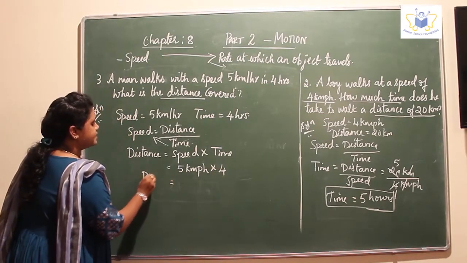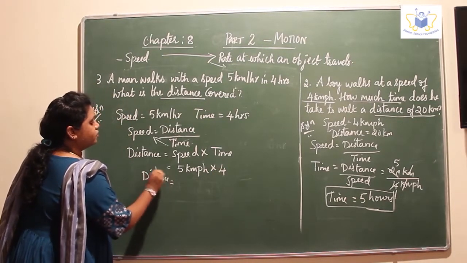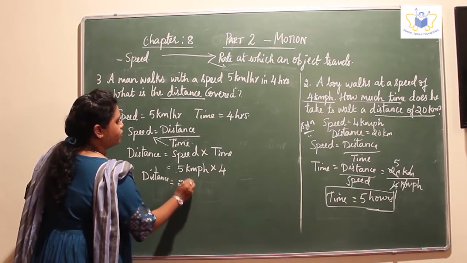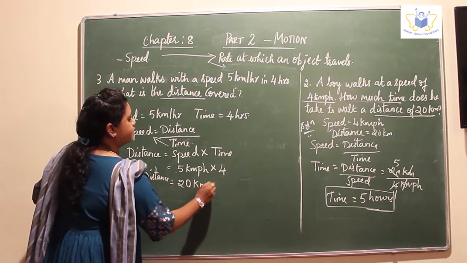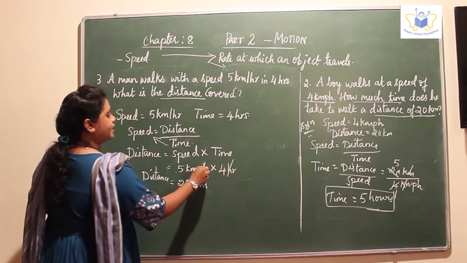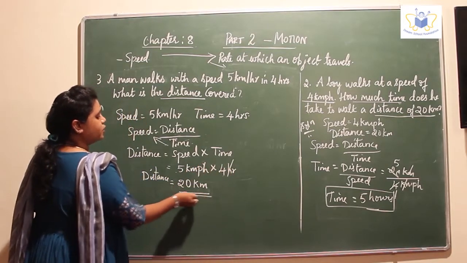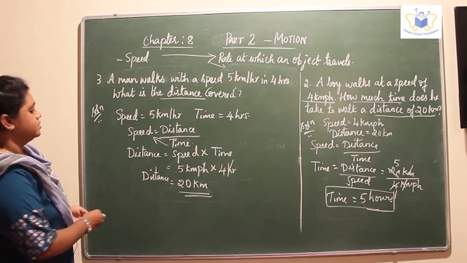So distance travelled is 5 fours are 20 km. Here hour and hour get cancelled. So it becomes 20 kilometers.